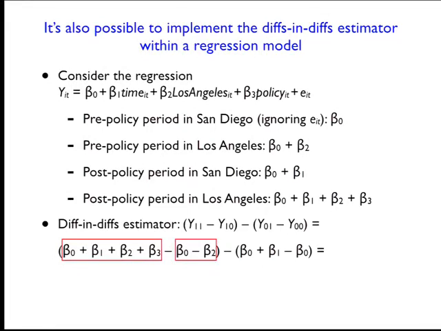Y10 is the pre-policy period in Los Angeles. So we said that was beta naught plus beta 2. So I put that in there, subtracted, of course. Then the post-policy period in San Diego, that's y01. We said that was beta naught plus beta 1. So I put that in there. And then finally, subtracting out y00, which is the pre-policy period in San Diego, we said was beta naught.